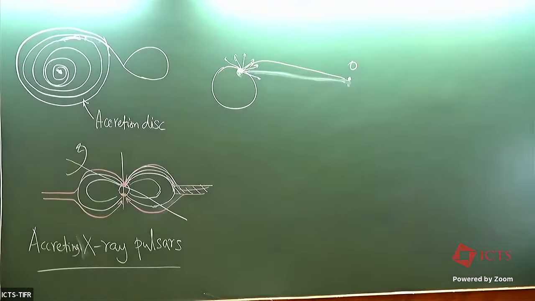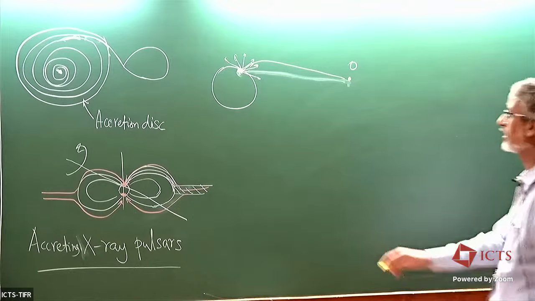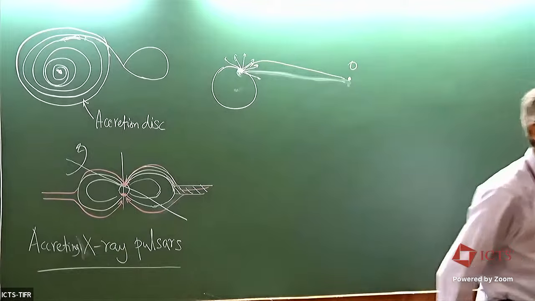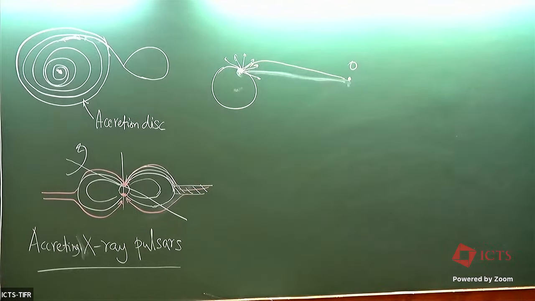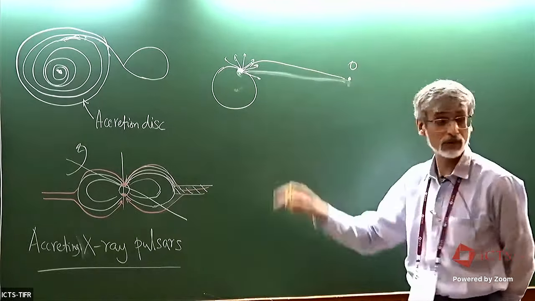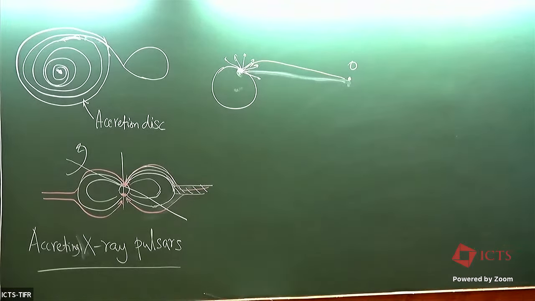Typical trajectory will be like that. Can you tell me why? Light bending in strong gravity. So the strong gravity of the neutron star will bend the trajectory of light. And that bending is therefore going to decide which ray of light actually reaches you.